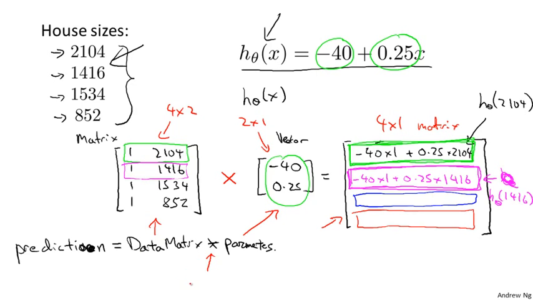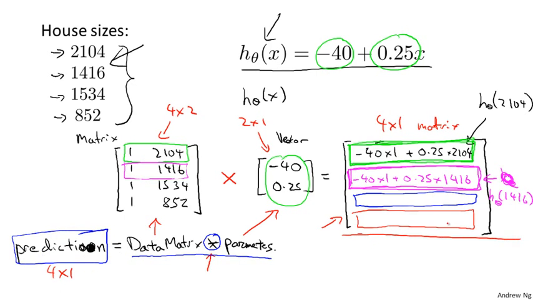vector multiplication. And if you just implement this one line of code, sorry about my bad handwriting, assuming you have an appropriate library to do a matrix vector multiplication, then prediction becomes this 4x1 dimensional vector on the right that just gives you all the predicted prices. And the alternative to doing this as a matrix vector multiplication would be to write something like, for i equals 1 to 4, and if you have, say, 1,000 houses, it'd be for i equals 1 to 1,000 or whatever.